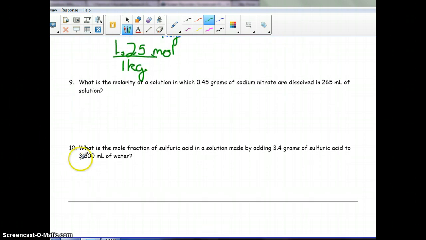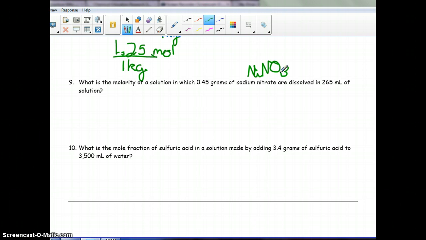All right, number 9. What's the molarity of a solution in which 0.45 grams of sodium nitrate are dissolved in 265 milliliters of solution? Now, molarity is moles over liters, so first we need to get this to moles. Got to know the formula for sodium nitrate. It's just NaNO3. So we're going to figure out the molar mass. So we got 22.9 plus 14.007 plus 16 times 3.